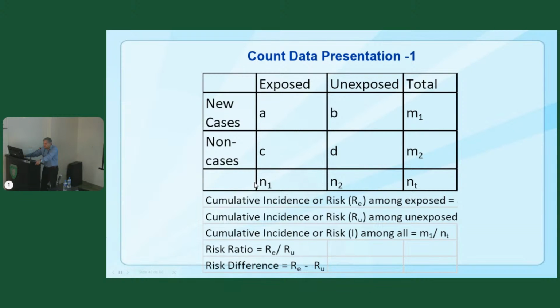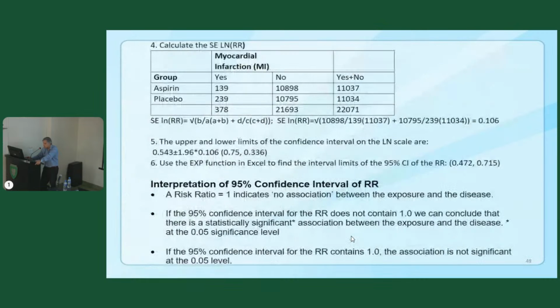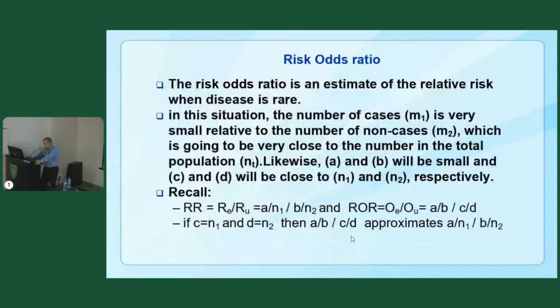And if I divide that odds by the odds in the unexposed group, I get the odds of disease of the exposed divided by the odds of disease unexposed. And that's what I'm talking about here. Sorry for not showing that drawing again here.